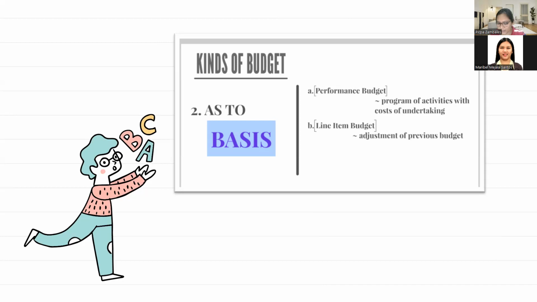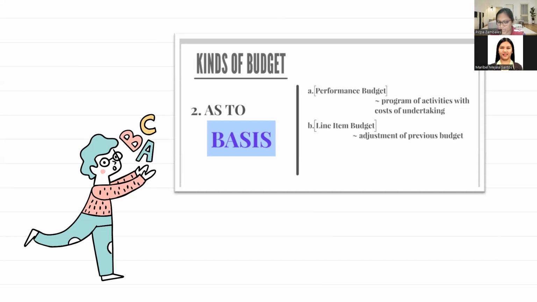Line item budget. So when you say line item budget, it's a budget, the basis of which is the objects of expenditure. So per line item, kanina di ba dun sa chart of accounts, inisa-isa natin yung mga nasa PS. PS are salaries and wages, traveling sa MOOE, etc. So those are line item budget.